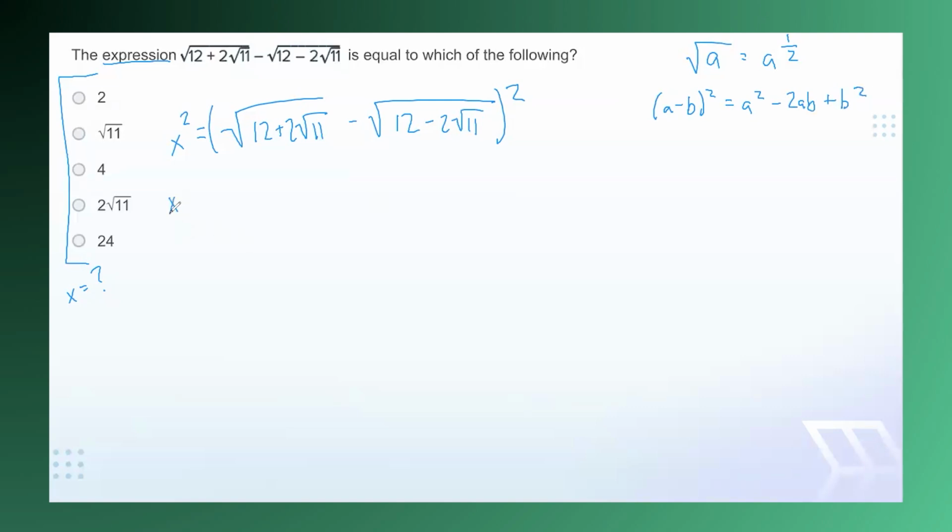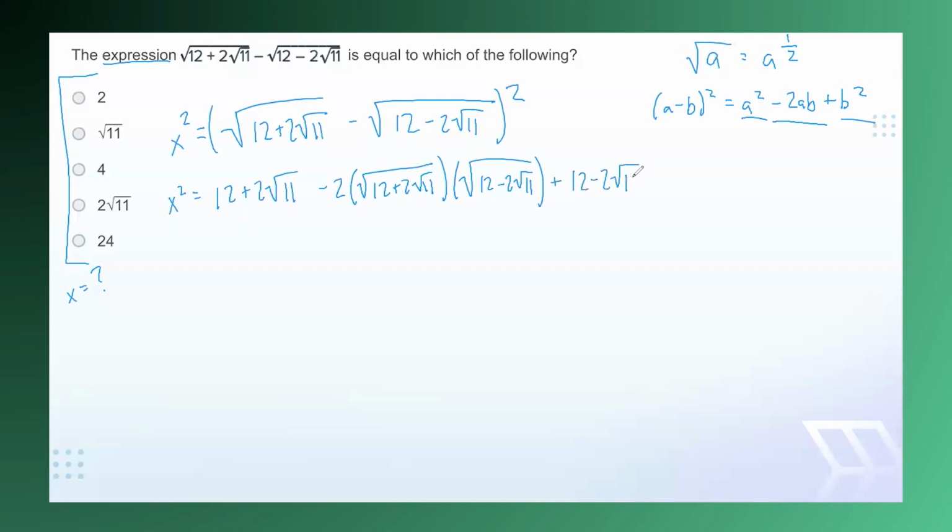Applying that here, we're going to have x squared equals the square of our first term. So that's going to be 12 plus 2 root 11 because squaring gets rid of that square root. Then we're going to have minus 2 times our first term, root 12 plus 2 root 11, times our second term, root 12 minus 2 root 11, plus our second term squared, or plus 12 minus 2 root 11. Again, squaring is going to get rid of that broader square root.